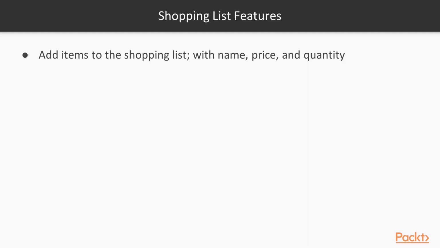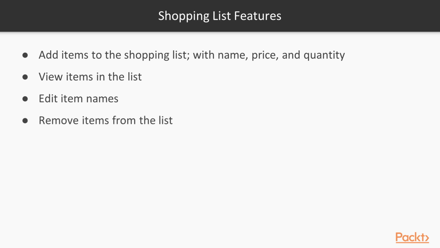So there are a few features that our shopping list app is going to have. We're going to be able to add items to the shopping list, and each item is just going to be an object with a name, a price, and a quantity. We're going to be able to view all the items in a list. We're going to be able to edit the items' names. We'll be able to remove items from the list. And finally, we'll be able to view the total number of items and also the total price for all of the items combined. So let's jump right into the coding.